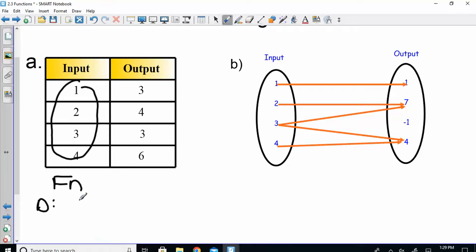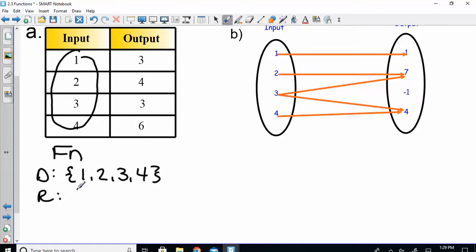My domain, those are my input values. I'm going to put them in a set. That's 1, 2, 3, and 4. My range, that's my output or my Y. What output values do we get? Even though 3 is listed twice, we're only going to put it in the range once. And it really doesn't matter what order you put those in your solution set. I tend to do increasing order, but if you jumble them up, it's not a big deal. It's the same.